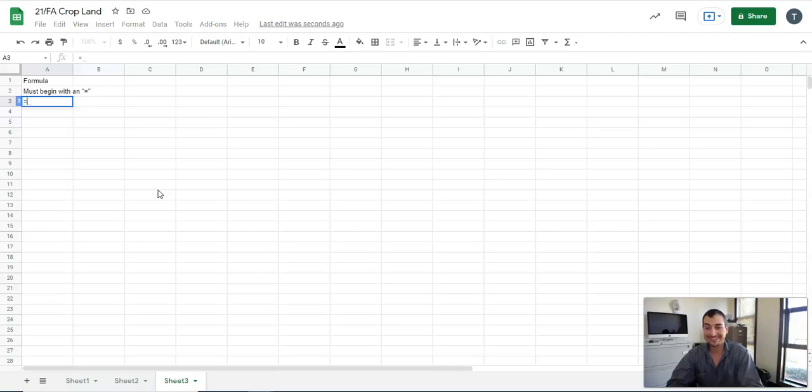For example, if I say equals 3 plus 5, it's going to give me 8. I can say equals 7 divided by 6, and it's going to give me 1.16. I can say equals 672 plus 953 plus 5, and it's going to give me that result. So we can use this as a regular formula. Now, it does follow the order of operations, that PEMDAS.